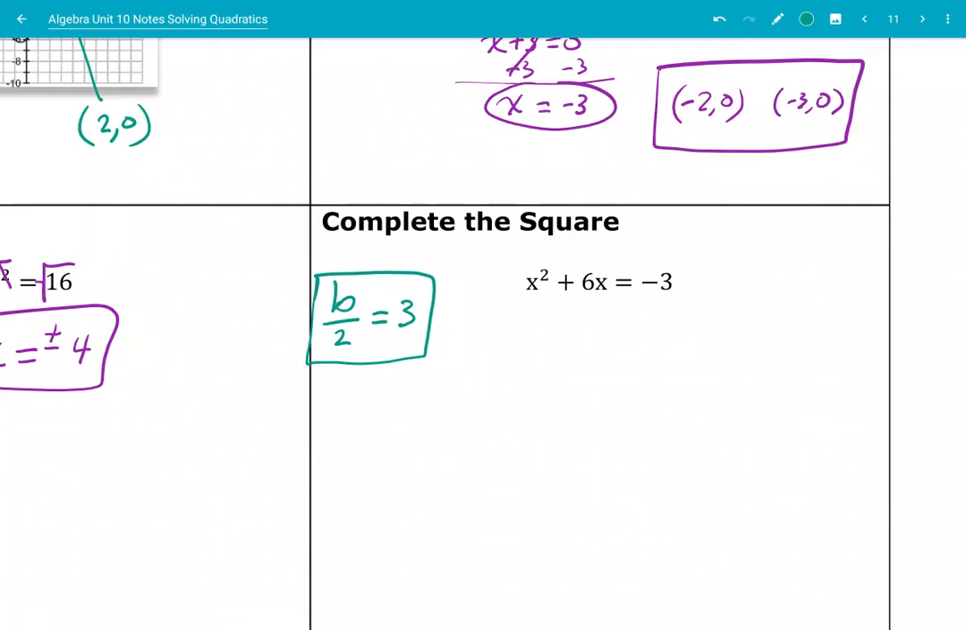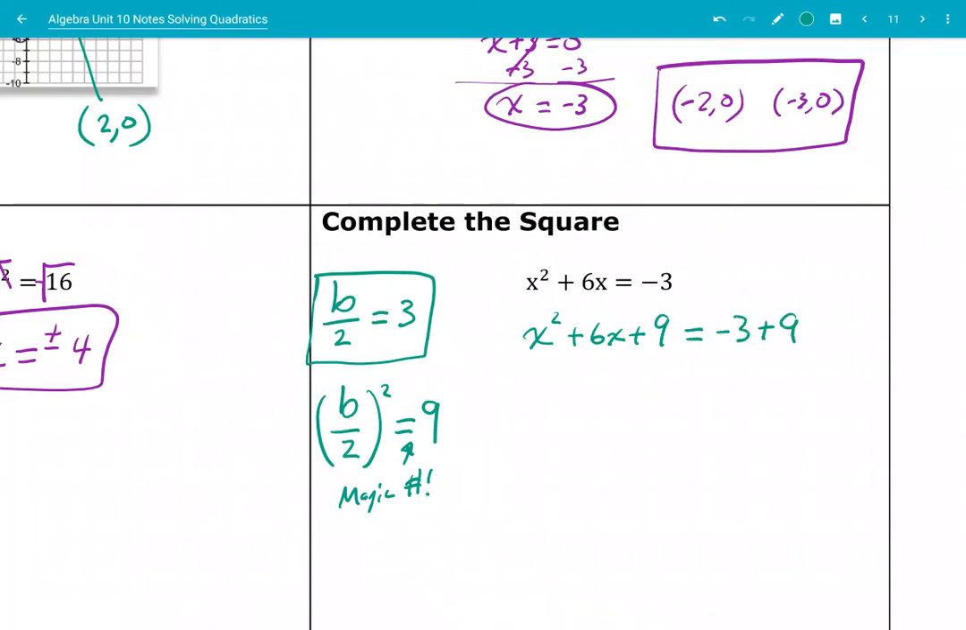Half b, I'm going to save that, but I'm going to use this. Half of b squared, well, that's 9. That's my magic number. That's the magic number I'm going to use. So I'm going to plug that back in. X squared plus 6x plus 9 equals minus 3 plus 9. Got to add it to both sides there. And now, the reason I wrote this right here is because that's what's going to go right here.